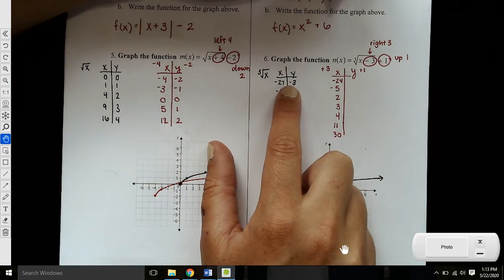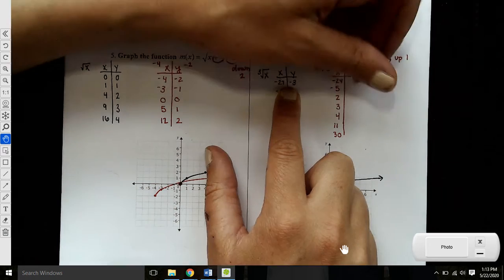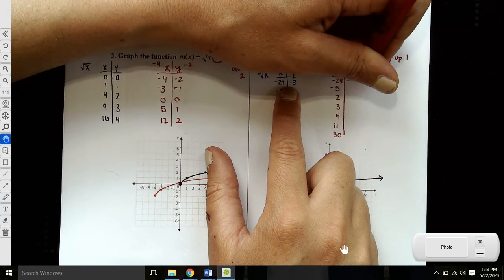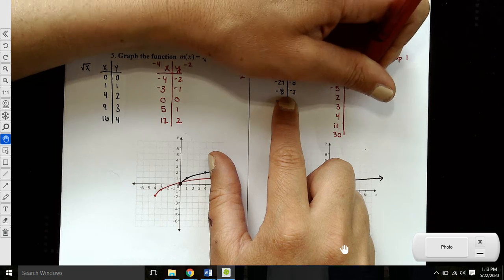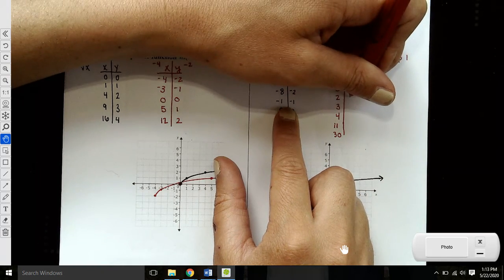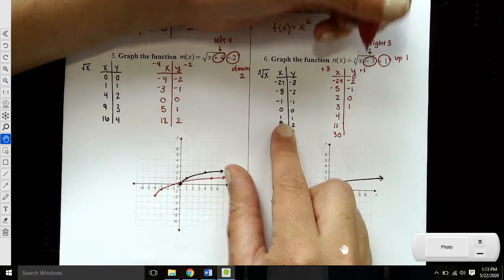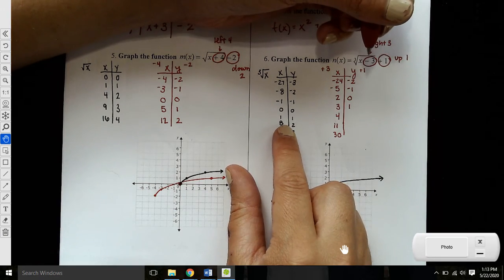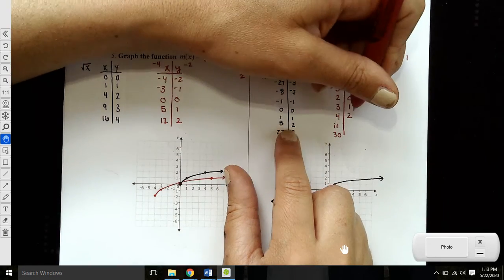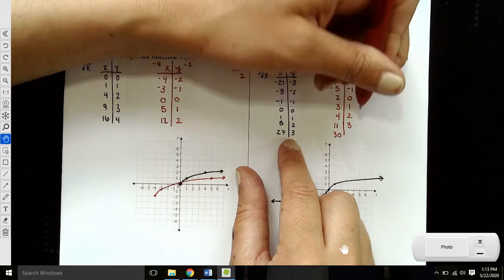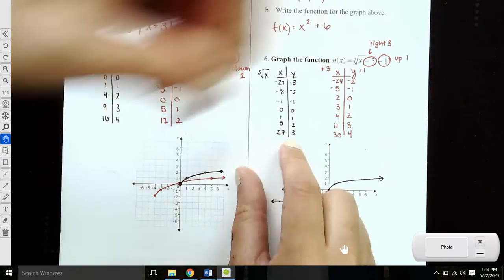On the other side, I'm adding 1 to all of them. So negative 3 plus 1 is negative 2. Negative 2 plus 1 is negative 1. Negative 1 plus 1 is 0. 0 plus 1 is 1. 1 plus 1 is 2. 2 plus 1 is 3. And 3 plus 1 is 4.